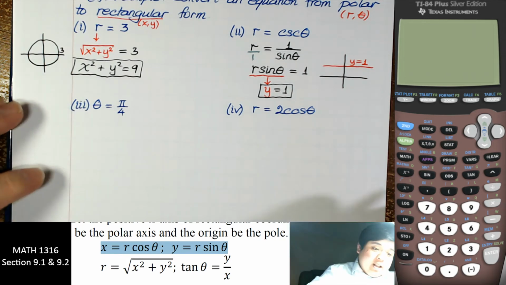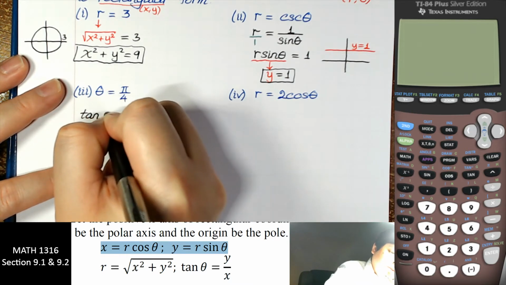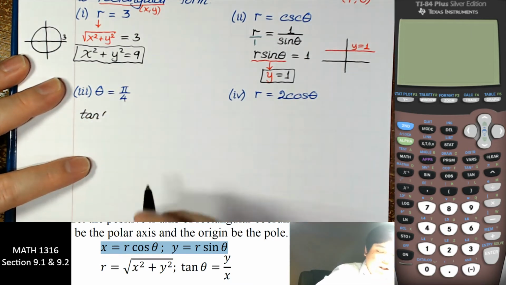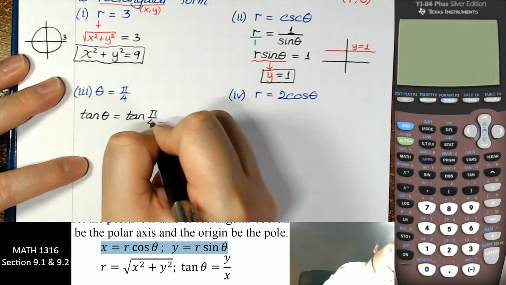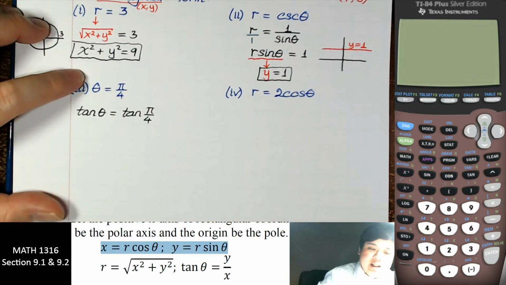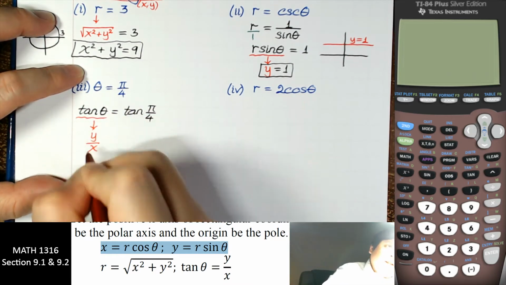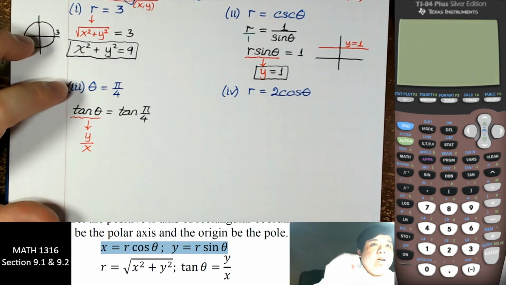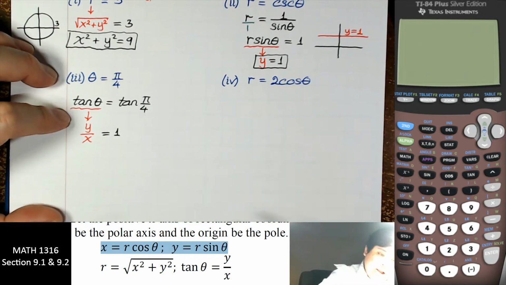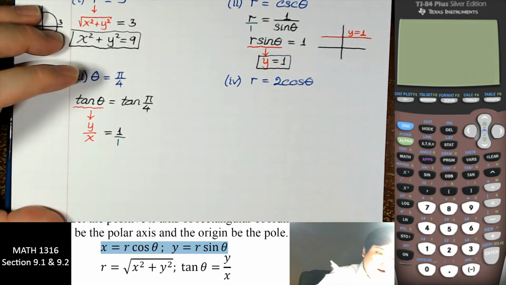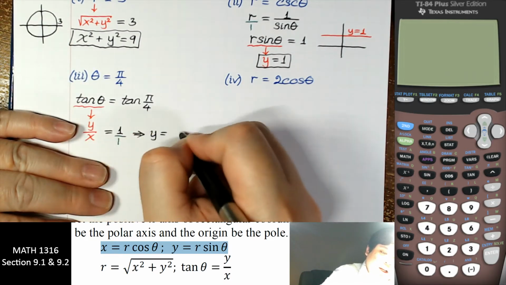So what we have here is this. Theta is equal to pi over 4. So what I do is I'm going to take tangent on both sides. Tangent of theta, we can replace that with y over x. And tangent of pi over 4, tangent of 45 degrees, is 1. Cross multiply. y equal to x.